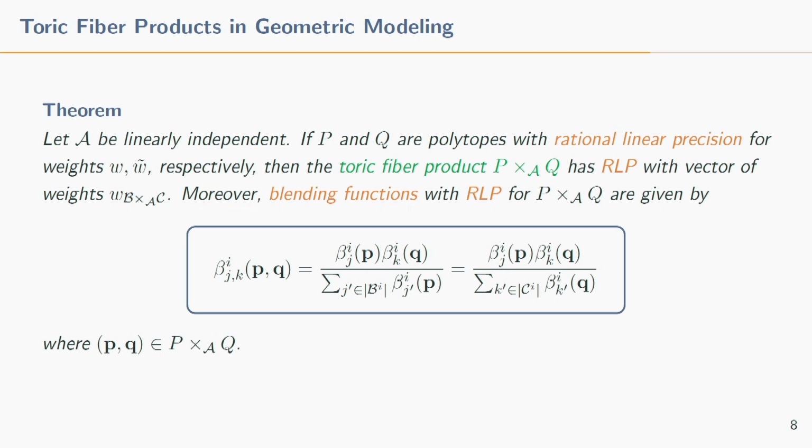What's not immediate is the explicit construction of the blending functions. So we are given blending functions beta ij and beta ik, corresponding to P and Q, such that P and Q have rational linear precision with these blending functions. And now the question is, what are the blending functions for the toric fiber product polytope? We can explicitly write this down, and we have not found one expression, but two expressions here. And that's kind of funny, because these two expressions are not the same. If you look closely, the denominators are different. Here we sum over all points in B with the correct grading, and here we sum over all points in C with the correct grading.